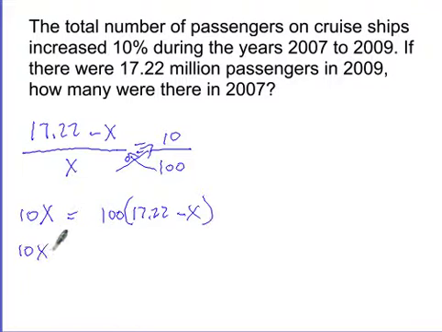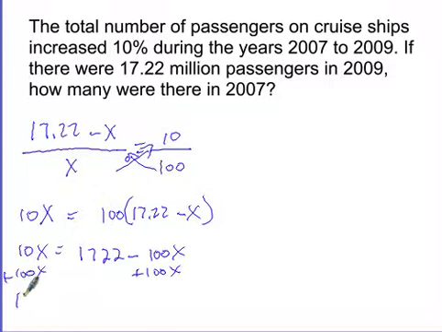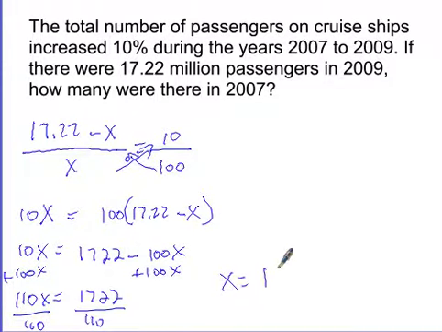So 10x equals 1722 minus 100x. Add 100x. So 110x equals 1722. Divide by 110. This one goes to two places. Let's take the next one to two places.